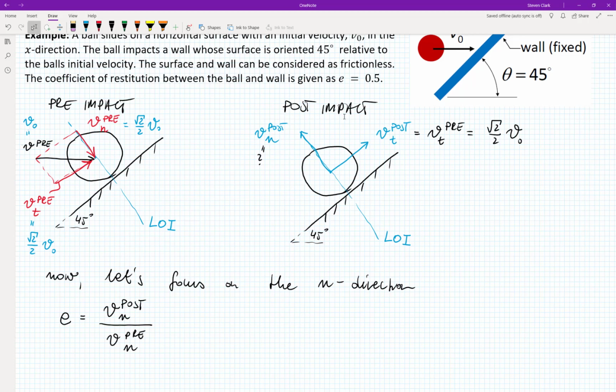Plus also, when it comes to impact against the wall, I usually assume that our particle approaches the wall before the impact, and it increases the distance after the impact. Basically, the velocity points towards the wall before the impact, and it points in the opposite direction after the impact.